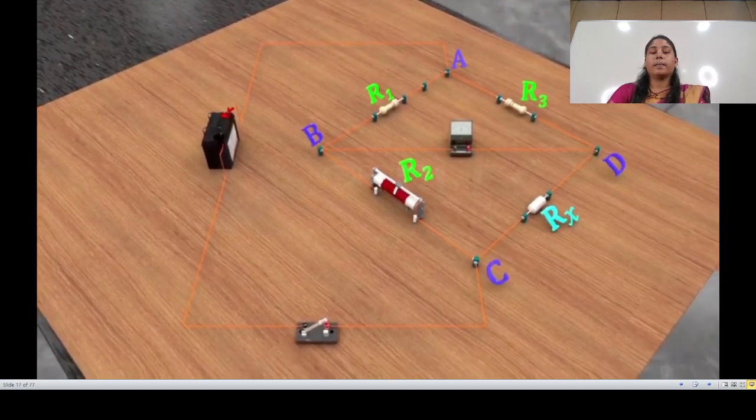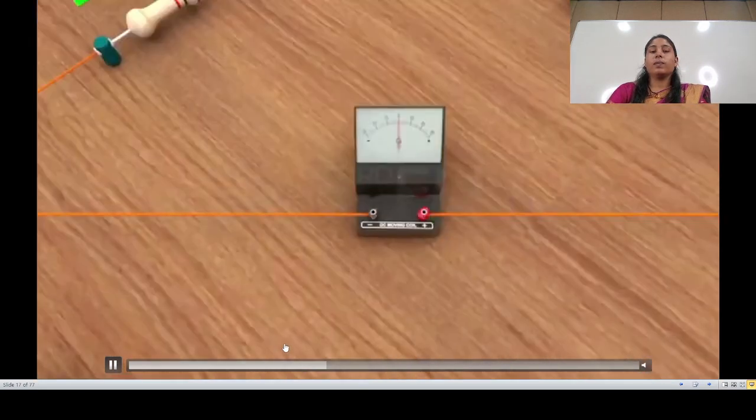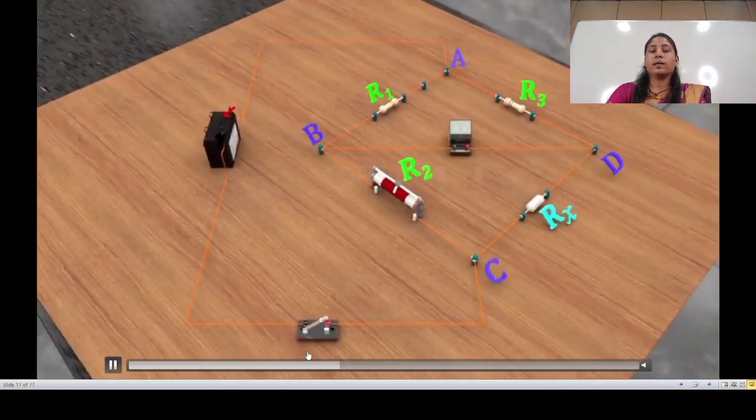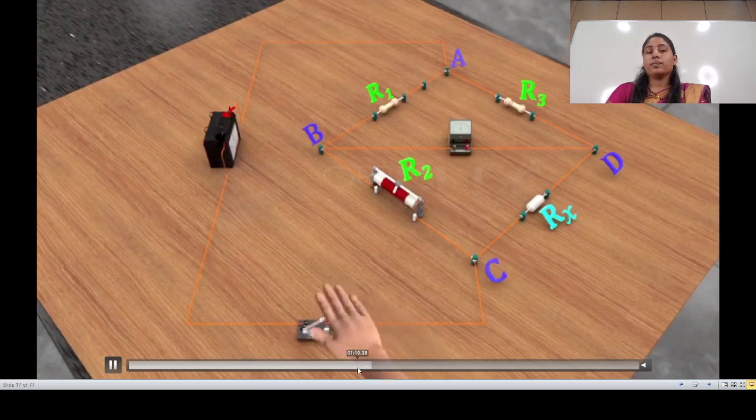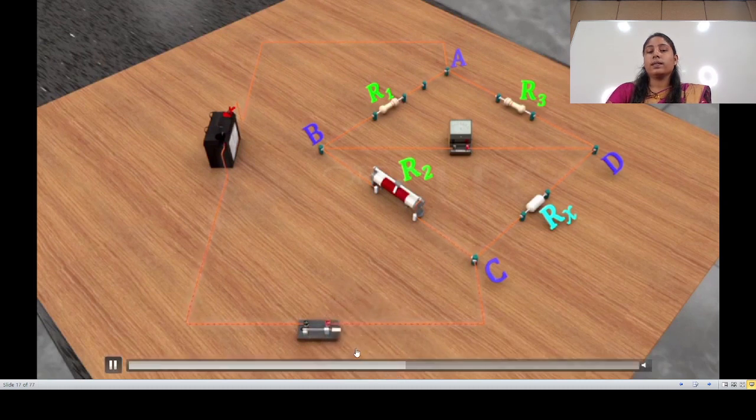Then Rx is found with the help of the formula. When the key is connected to the plug, that is, the key is closed, what happened? Current is flowing in the circuit. Then again, see the animation.